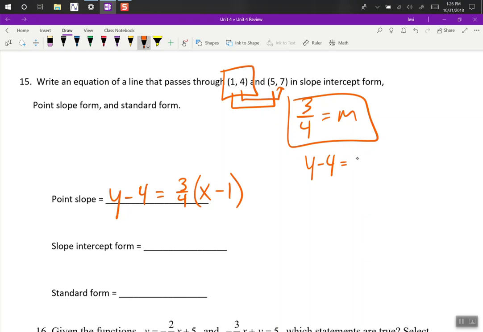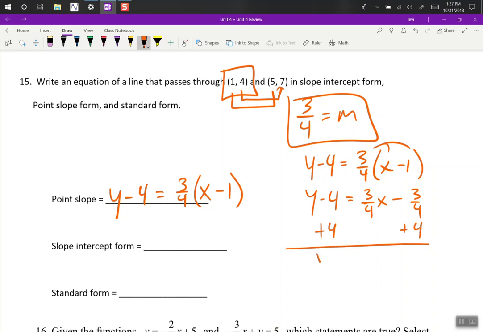Y minus 4 equals 3/4 times x minus 1. So we have to distribute this. Y minus 4 equals 3/4 x minus 3/4, right? 1 times negative 1 times 3/4, negative 3/4. We're going to add 4 to both sides, so we get, I'll write it over here, y equals 3/4 x, and 4 minus 3/4 is what? That would be 3 and 1/4, right?